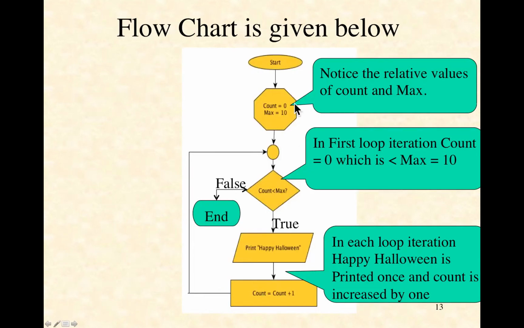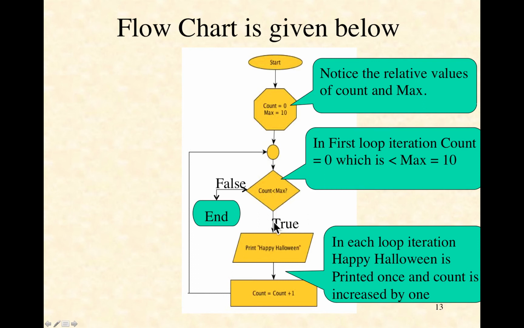This is the flow chart for the same loop. Start. We set the count to 0 and max to 10. And notice the relative values of count and max. Count is less than max. So in the first loop iteration, count is 0, which is less than max. So obviously this condition is true. Count is 0, max is 10, so I'm going to enter the loop.